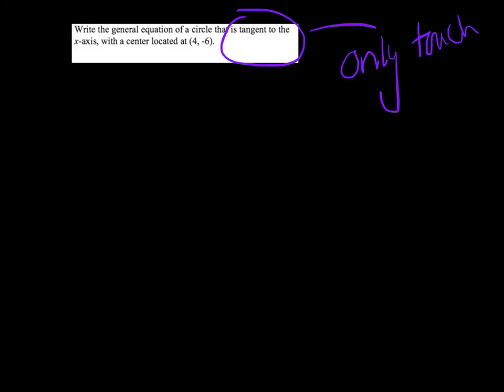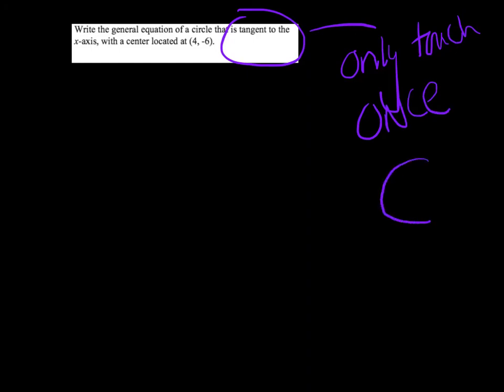All right, we'll change the wording again. Write the general equation of a circle that is tangent to the x-axis. Let's talk about that keyword tangent. That was a big geometry word, and if you're tangent, you only touch this circle, or whatever you're tangent to. The x-axis here, you touch the x-axis once.